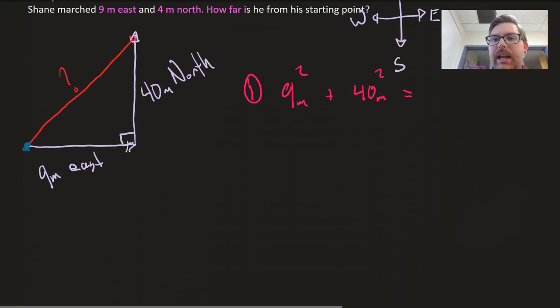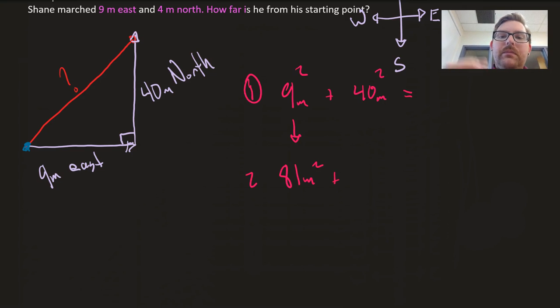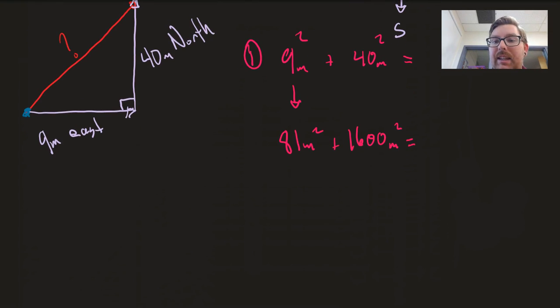9 and 40. As I figure that out, 9 squared, 9 times 9 is 81. So I'm left with 81 meters squared plus 40 meters squared. 4 times 4 is 16. Add 2 zeros. 1,600 meters squared. All right. So I'm going to go ahead and add them together. That is my next step. If I add them together, I'm left with 1,681 meters squared.